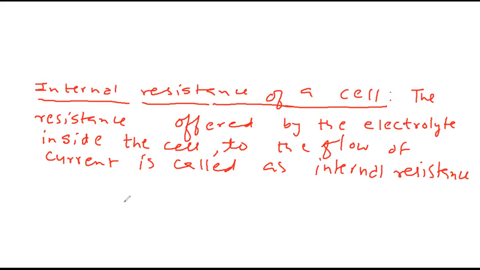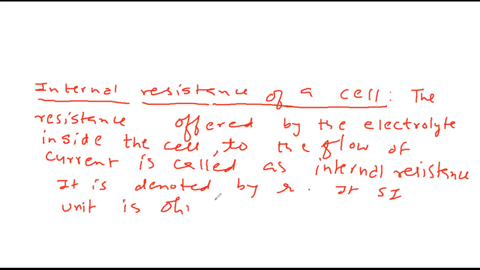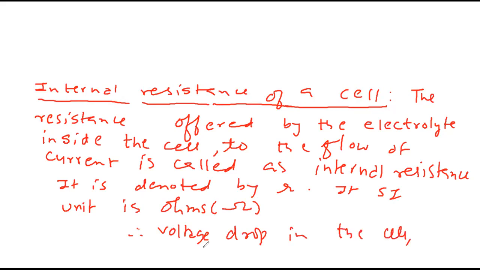It is denoted by small r. Its SI unit is ohm, denoted by omega. Therefore, the voltage drop in the cell, small v, equals I into small r.